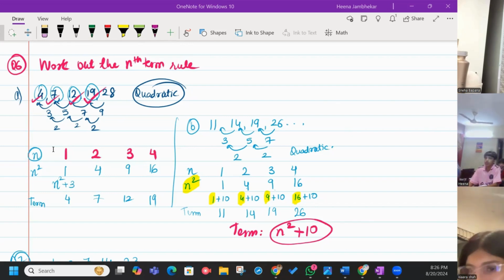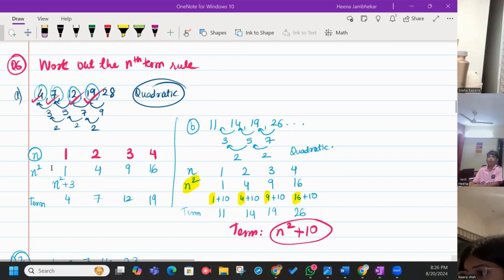Now the reason why I have to identify whether it is linear or quadratic is, if it is linear, then your n is going to be a simple n. Why are we thinking that there will be n square? Because this is not a linear sequence, it is a quadratic sequence. That is why it is going to be n square. Understood? So your n is 1, 2, 3, 4. Your n square will be 1, 4, 9 and 16. Are we understanding this?